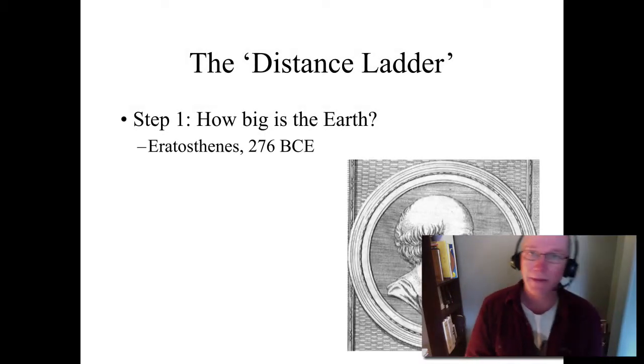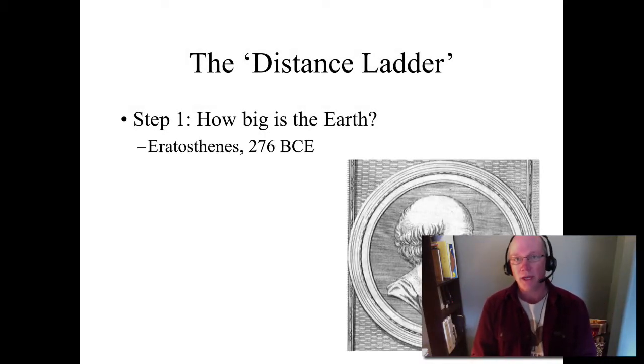So that's the idea that we want to work with, figuring out how to measure the circumference of the Earth. And there was a guy by the name of Eratosthenes who was the first person to put this into play a little bit more than 2,000 years ago.